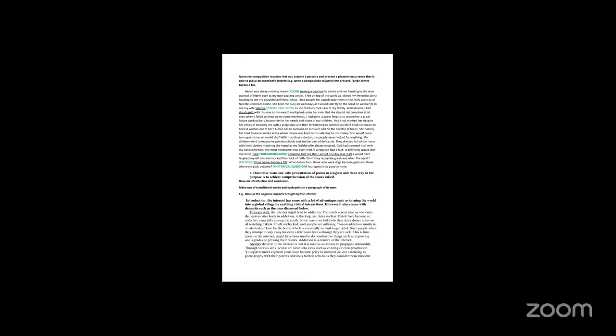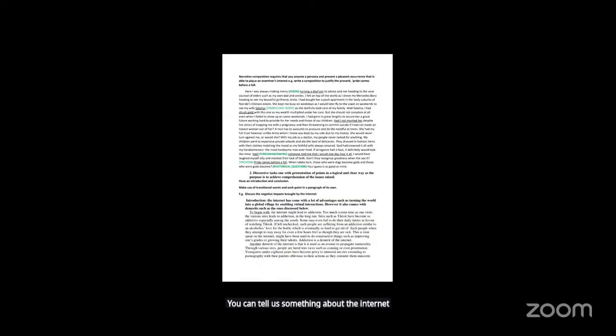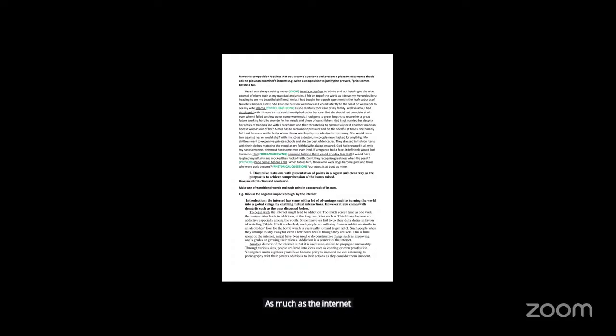And also we need to have an introduction, you guys. We can't just begin with, the internet is bad because of addiction. Apana. You can tell us something about the internet. You can even do the same introduction. You can outline: the internet has been brought to improve our lives, in that it is an advancement in terms of technology, full stop. Then you continue and say something like, as much as the internet has a lot of advantages, it also brings with it a number of disadvantages, as will be discussed below.